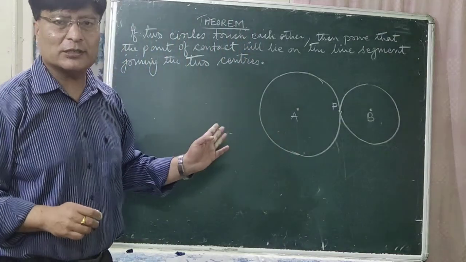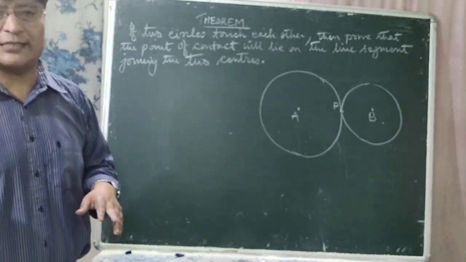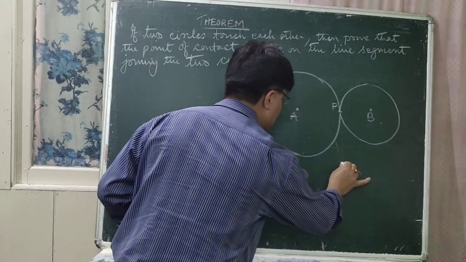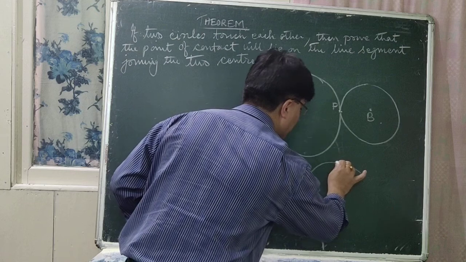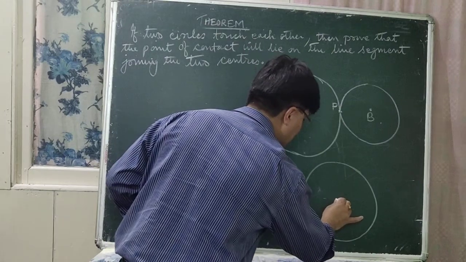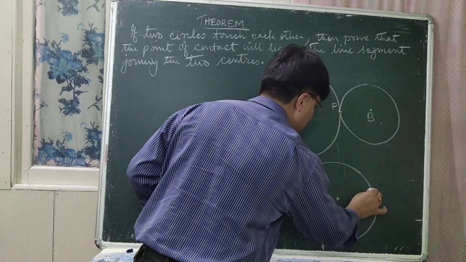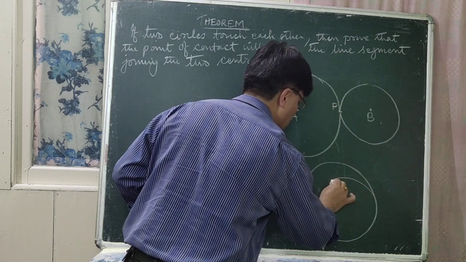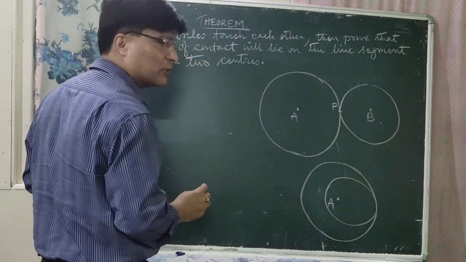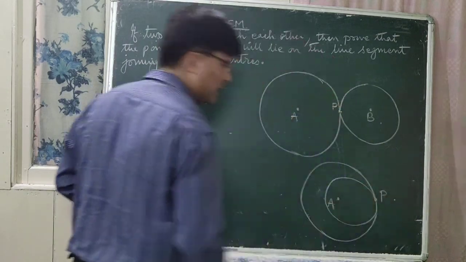That means both the circles with the centers A and B are touching each other at the point P externally. Okay? So let us draw the figure here also, touching each other internally. Suppose this is the first circle whose center is A, and there is another circle here. There is a small circle touching each other internally at the point P.